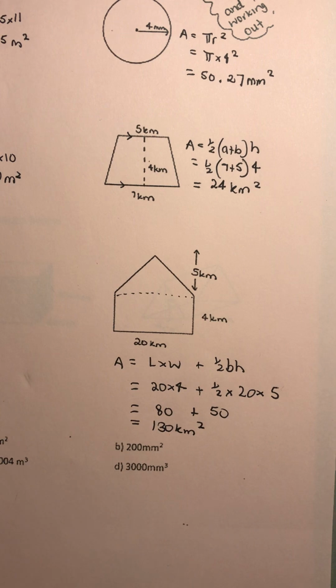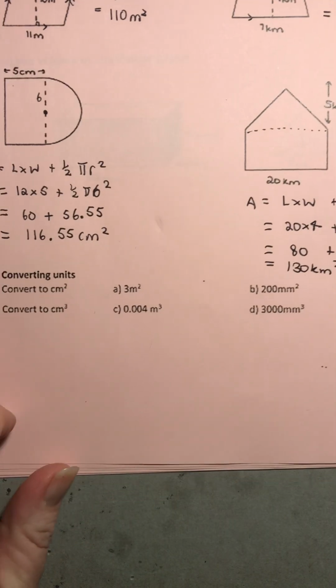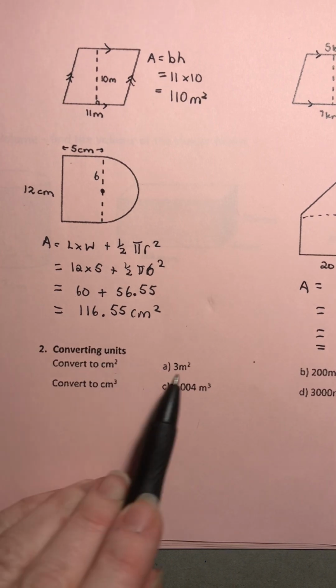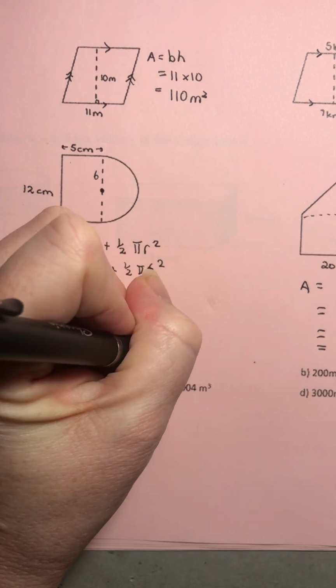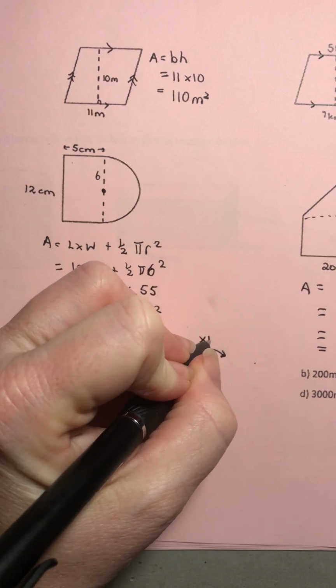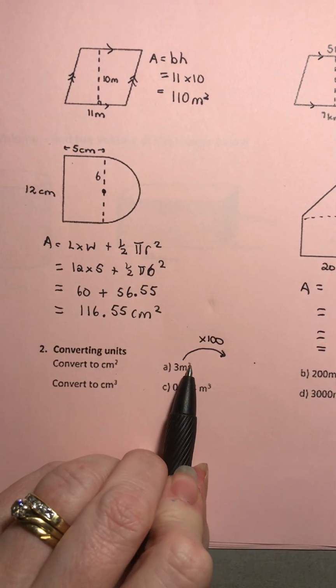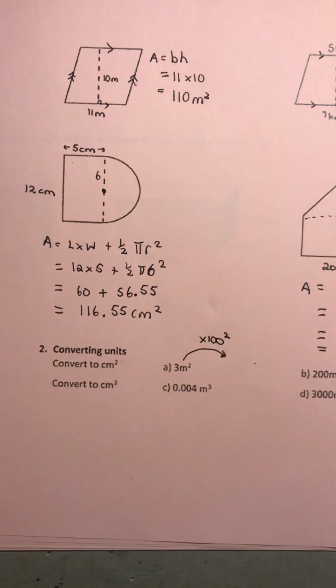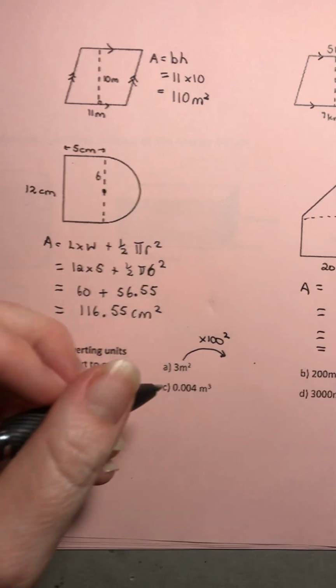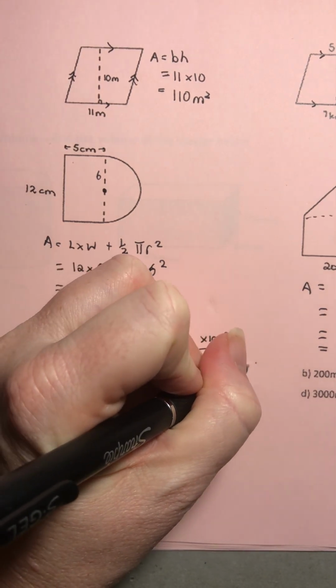So then we go on to our converting units. Now in this one we're converting to centimetres squared. So we've got metres. And if I was just going metres to centimetres, I would times by 100. But because I've got metres squared to centimetres squared, I'm going to do 100 squared. So I've got 3 times 100 squared, and I get 30,000.